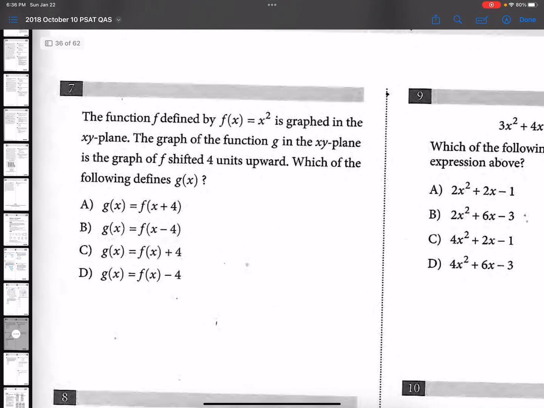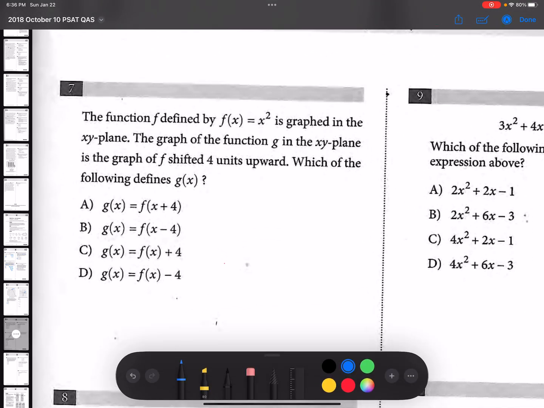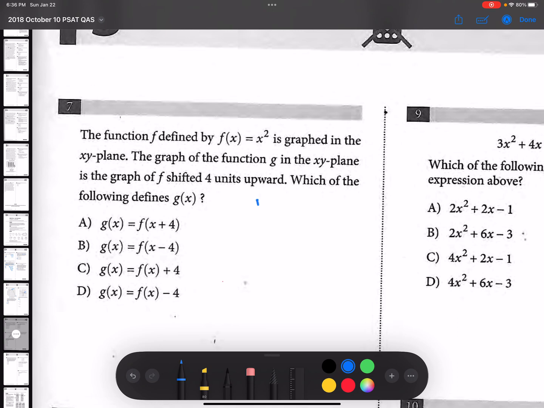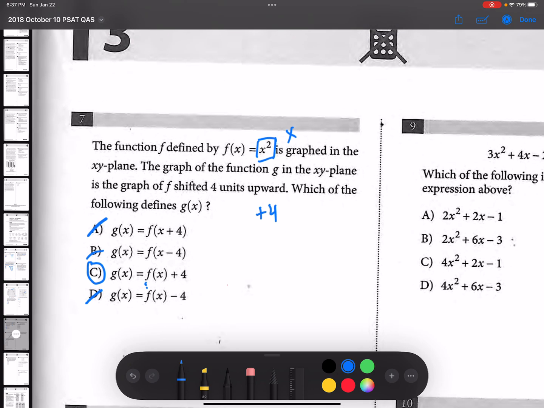All right, number 7. F of x is equal to x squared. So G is shifted 4 units upward. That means that it's positive 4, plus 4. But that means we're given A and C. But because this is x squared and not just x, that means A won't be the answer. So C is our answer because it's x squared. So f of x is on its own, and it's shifting 4 units upward.